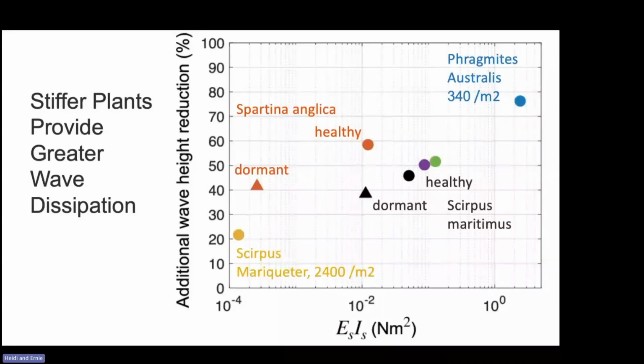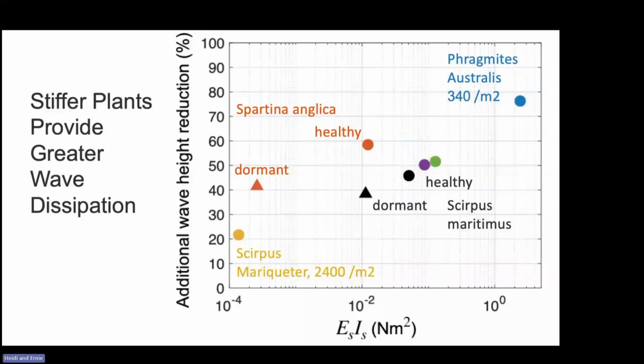Let's contrast it with Scirpus maritimus, which is shown with the yellow dot. This provides the least wave attenuation due to its low stiffness. And this is despite the fact that it grows at the highest stem density at 2,400 shoots per meter squared. So I note this because in many numerical simulations, plants are represented just by stem density and diameter. I will acknowledge that the two species we're contrasting also have different diameter, but they ignore the rigidity, which also plays an important role in the difference between species.